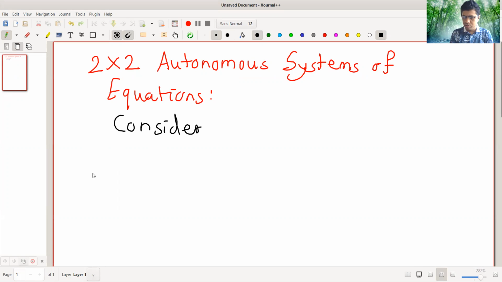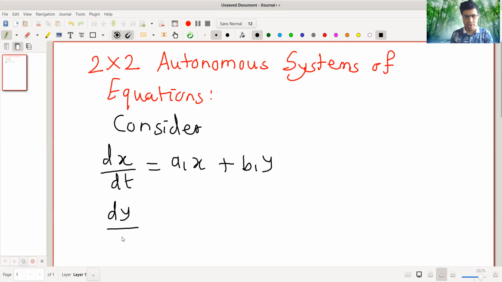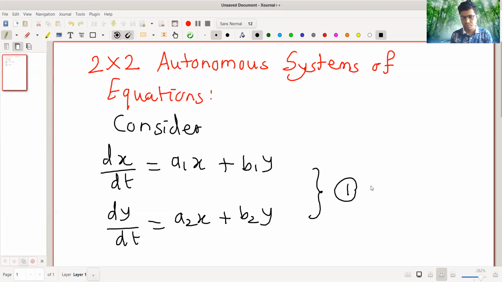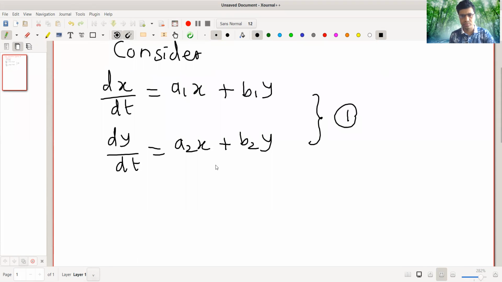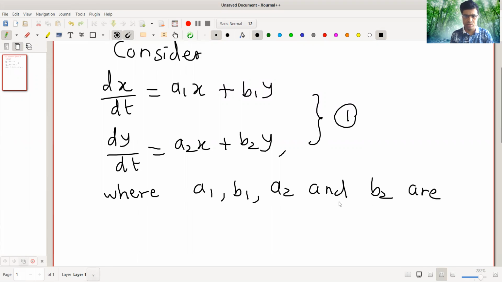So we consider system of the form dx by dt equal to a1x plus b1y and dy by dt equal to a2x plus b2y, where a1, b1, a2 and b2 are constant. Okay, so we have simultaneous equations.